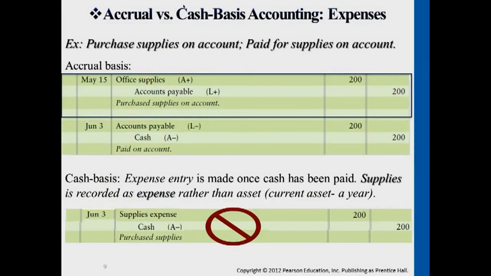So if we look at transactions here, the first transaction tells us that the company has purchased office supplies and did not yet pay the cash. When it comes to June 3rd, that's the time when they reverse the liability and actually make the payment, $200 worth of supplies. Okay, now under cash basis accounting, you see again there's only one transaction on the date when cash is actually paid out.